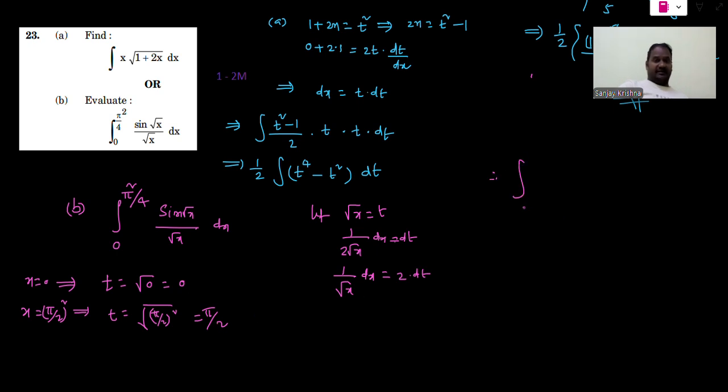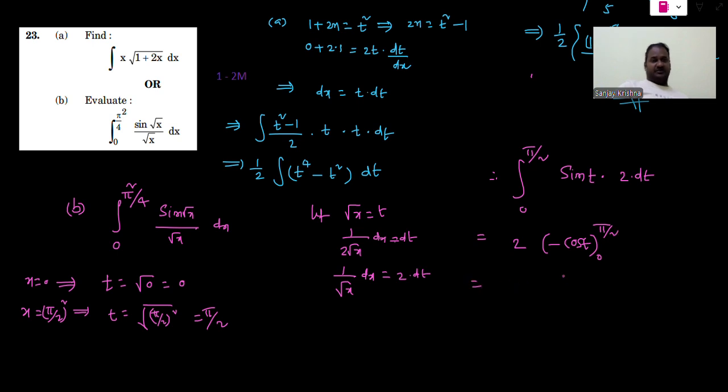Therefore, integral 0 to pi by 2, right? Sine root x, where root x is equal to t, into dx by root x. What is dx by root x? 2 dt. So finally it is going to be 2 into integral 0 to pi by 2 sine t dt. What is integral of sine t? It is minus cos t, right? So which is going to be minus cos t between the limits 0 to pi by 2.